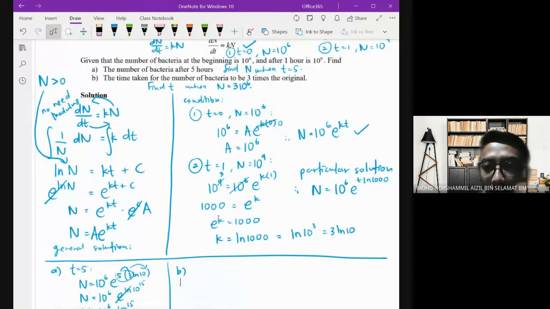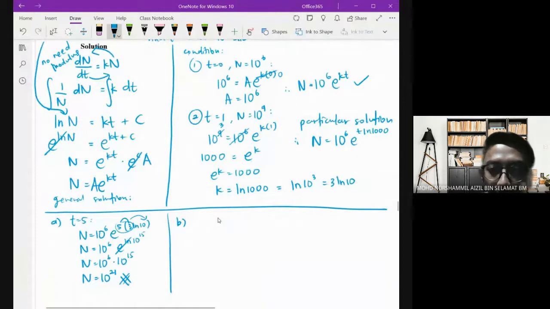Part B, n is 3 times 10 power of 6. Find T. Okay, so given n equals 3 times 10 power of 6.